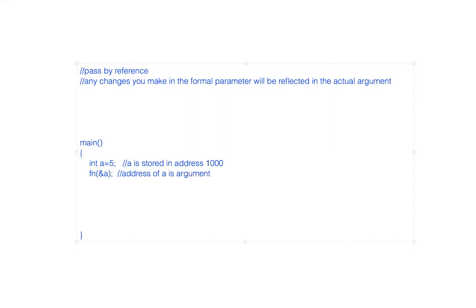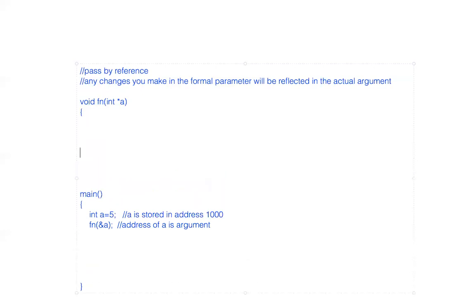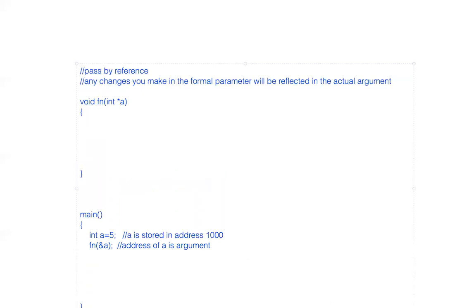So what happens when I call the function? It goes to the function body. Since I'm passing the address of a, my formal parameter should definitely be a pointer to integer, because only pointers can hold an address.